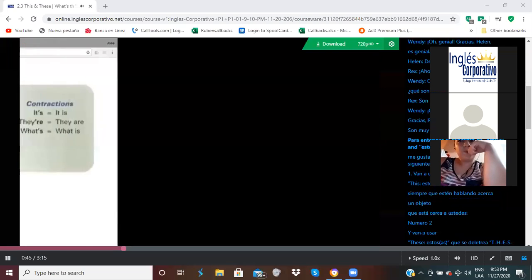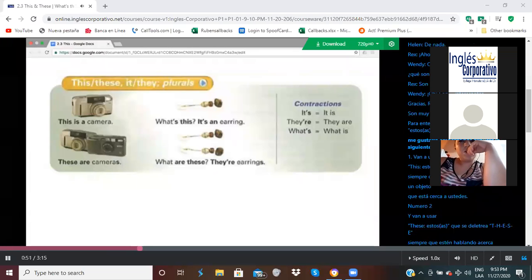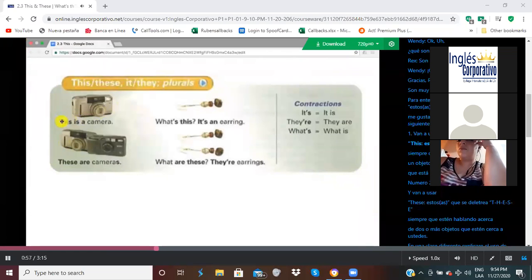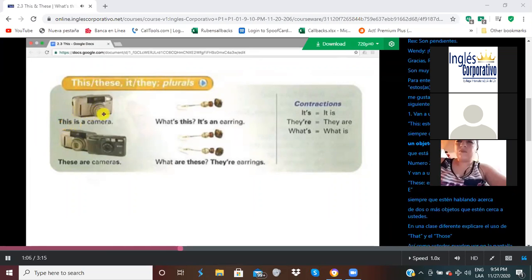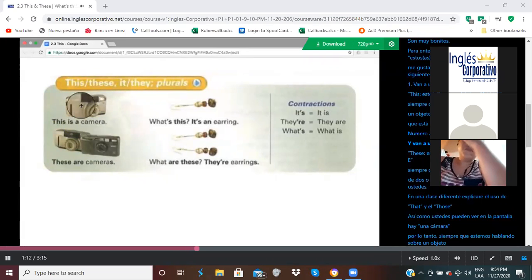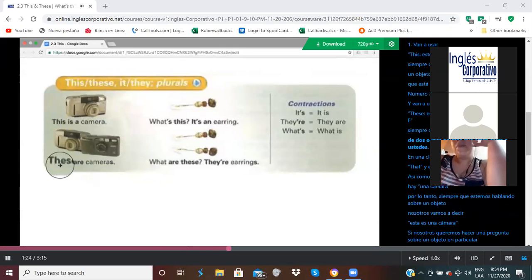They're very nice. In order to understand the concept of this and these, I would like to start by explaining the following. Number one, you're going to use this, spelled T-H-I-S, whenever you're talking about one object which is near you. Number two, you're going to use these, spelled T-H-E-S-E, whenever you're talking about two or more objects which are near you.